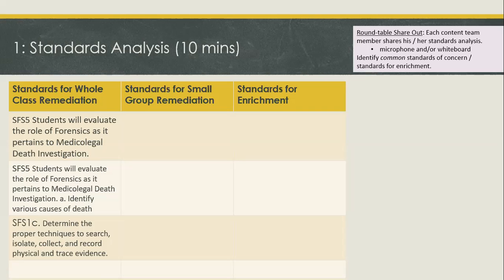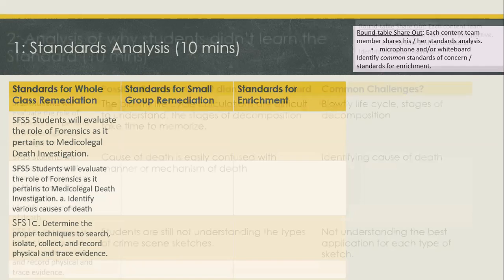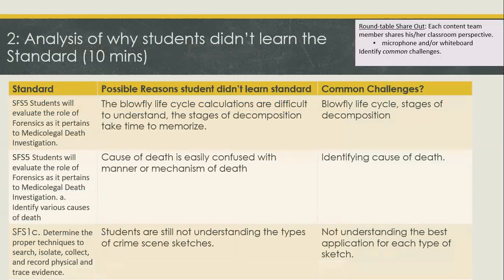And then also they're still struggling with the SFS 1C, which is determine the proper techniques to search, isolate, collect, and record physical and trace evidence. Specifically for the first part, they struggled with the blowfly life cycle calculation. It's pretty difficult to understand. I did make a video about it, but I found out that video has been blocked, so I'm working to get that unblocked. Obviously it involves some math, so it's a little challenging. Some students also struggled with the stages of decomposition, mixing up a couple of stages and what happens at each phase.